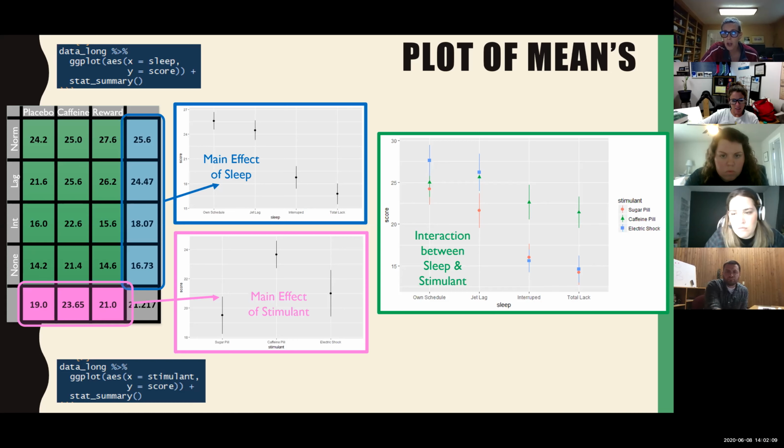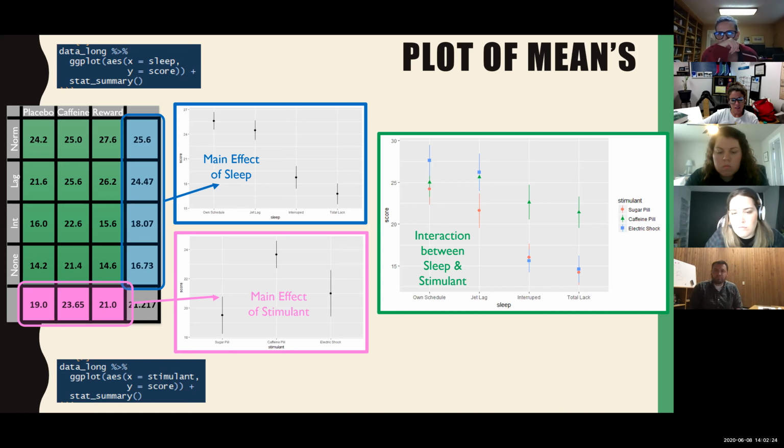Who does? The shock group? The shock group. They do the best when they're on their own sleep. But is it that much better than the other 2 groups? There's this overlap with the standard error. So I'd say it's not a significant difference. At least my eyeball test would say.